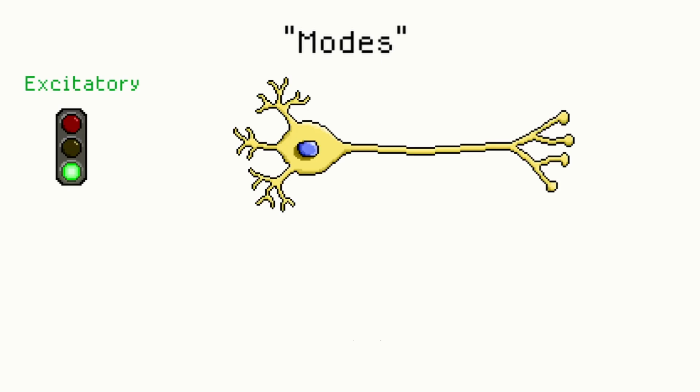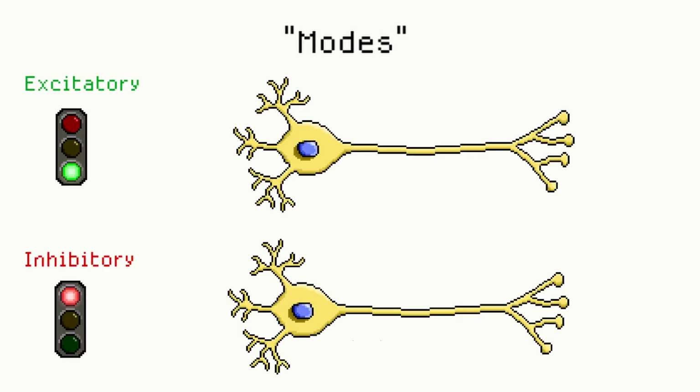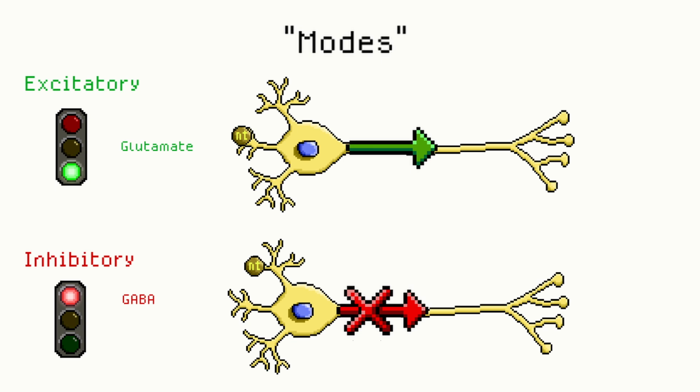There are two main modes when we're talking about action potentials in a neuron. We have the excitatory mode and the inhibitory mode. Each mode is triggered by the arrival of a different neurotransmitter. The excitatory mode is triggered by the arrival of an excitatory neurotransmitter like glutamate. The excitatory mode is engaged in order to get the neuron to fire the action potential. The inhibitory mode is triggered by inhibitory neurotransmitters like GABA. This inhibitory mode is engaged when we want the neuron to not do anything or not fire an action potential.